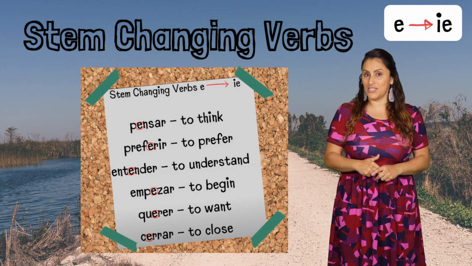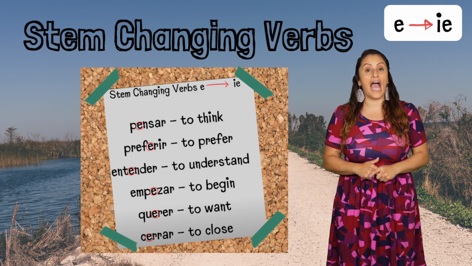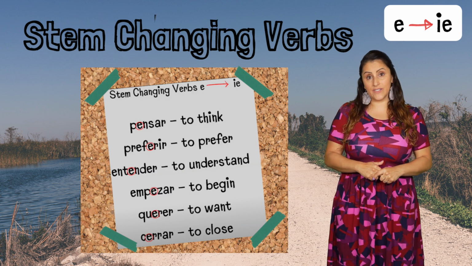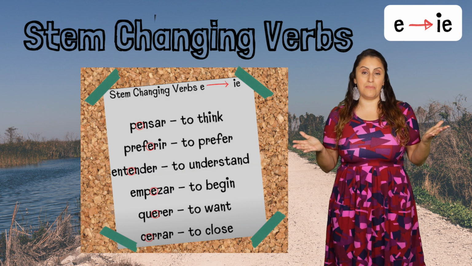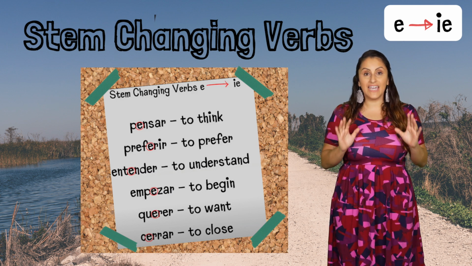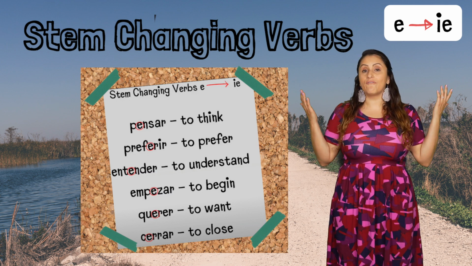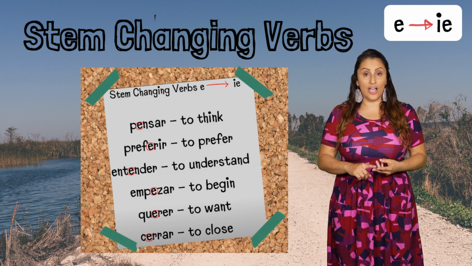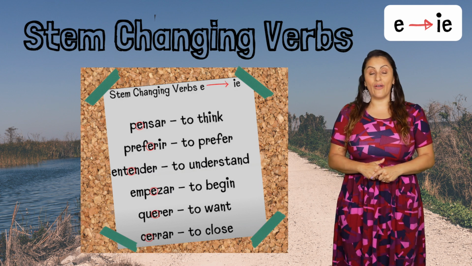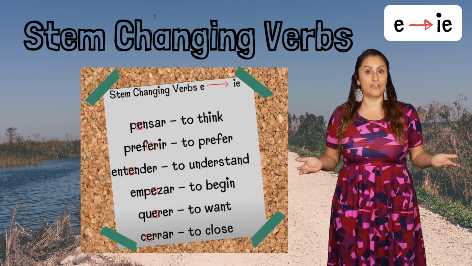So now that you know how to conjugate stem-changing verbs E to IE, here's the list with common stem-changing verbs in which the E on the stem changes to IE. Some of these verbs have multiple E's on the stem, so I've circled for you the one that has to change. Make sure that you pay close attention to that. Also, remember, these are verbs that end in AR, ER, and IR. So remember that you have to change those endings according to the endings that we learned before.